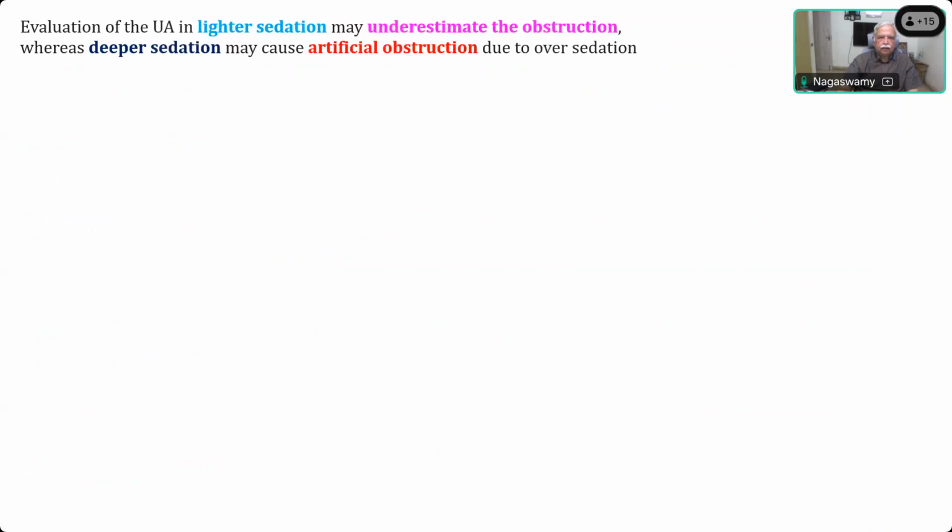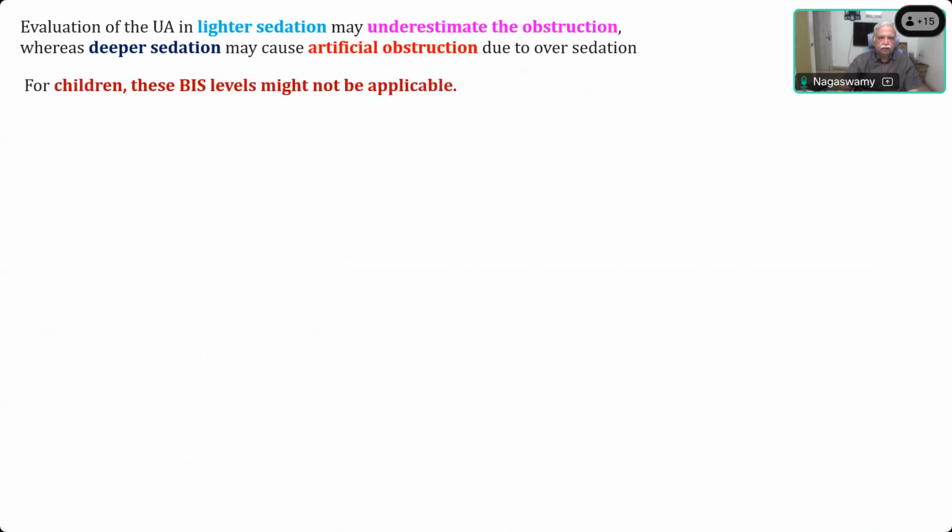And bispectral index is used to achieve a value of between 70 and 50 to indicate that an adequate sleep stage has been achieved. In a lighter sedation, if you assess the upper airway, you underestimate the obstruction. So it should be at the correct depth of anesthesia or sedation, which may produce a natural sleep-like situation. Whereas in deeper sedation, with the value going below 50, it may produce artificial obstruction. So it is a very tricky situation that you correctly give the dosage of the drug, neither keeping the patient too light nor making him too deep. That is a very important thing that we have to practice.